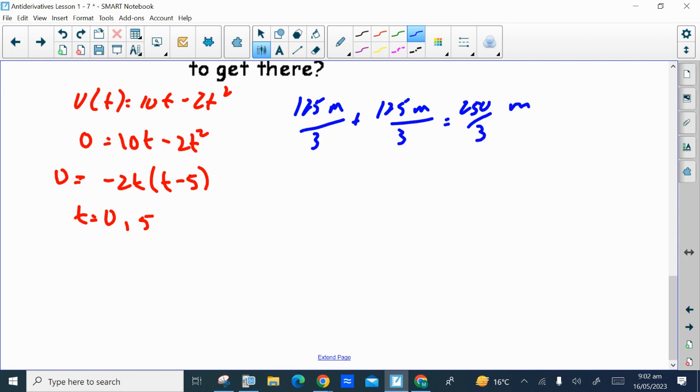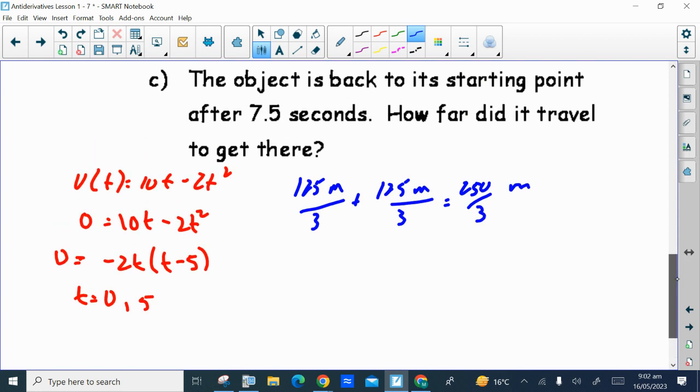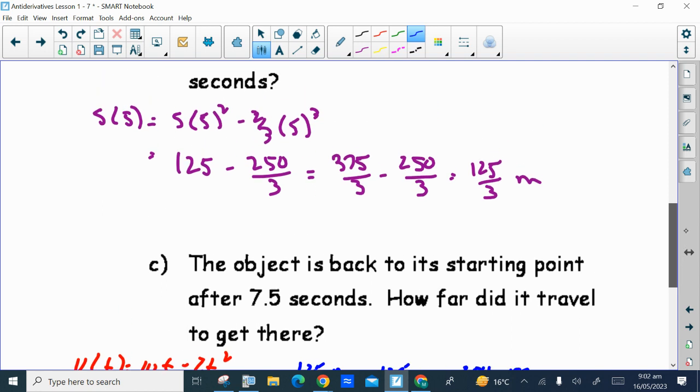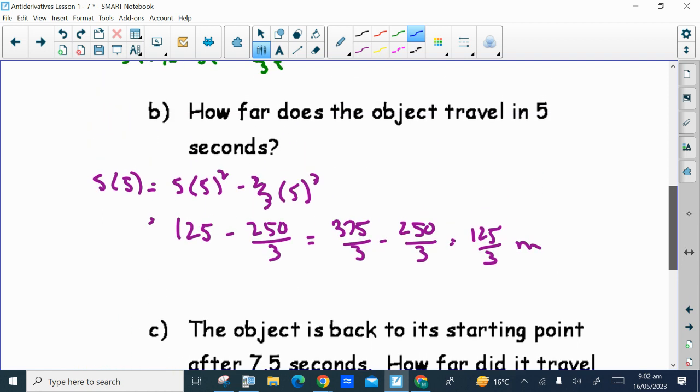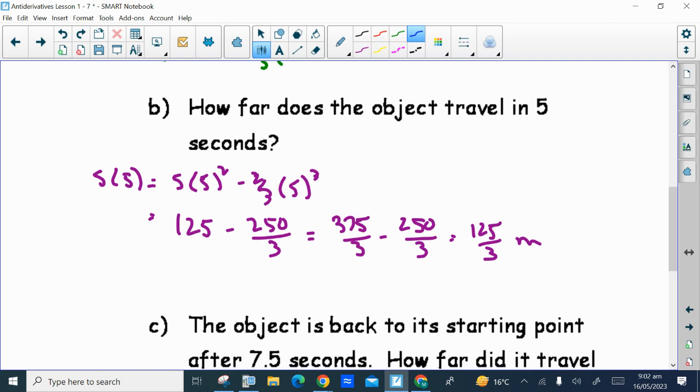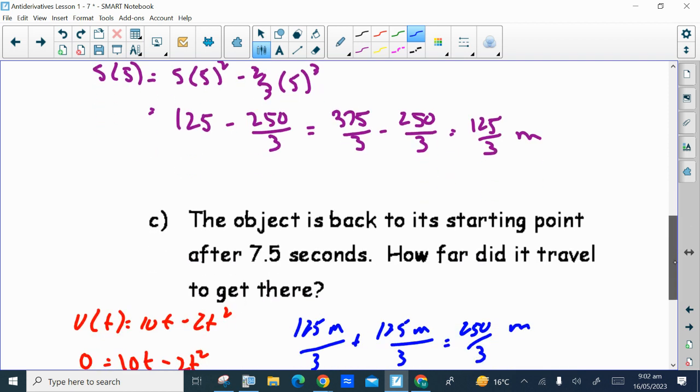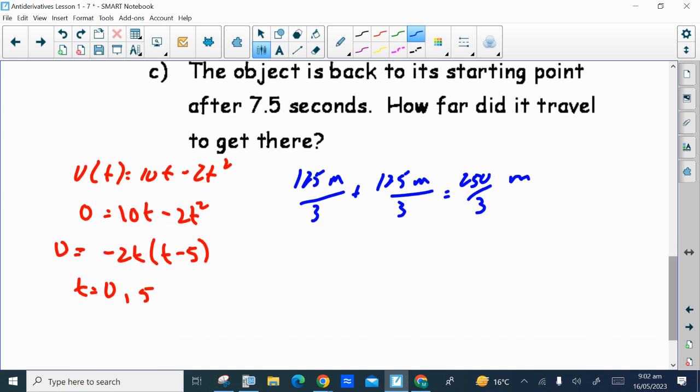So it just so happens, this question was designed like that, so we're using our answer for part B to help us out here. If we didn't already know how far the object traveled in 5 seconds, we'd have to go back and figure that out, but we already did it. So there's our answer for how far it would travel to get there. And again, it so happens that it went a lot faster coming back than it did going.